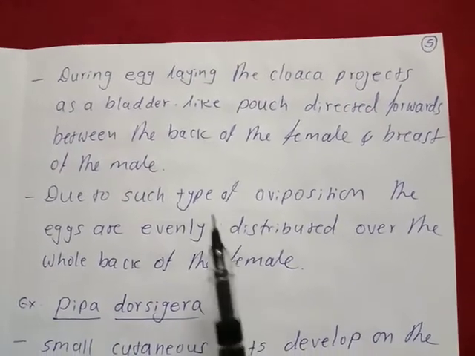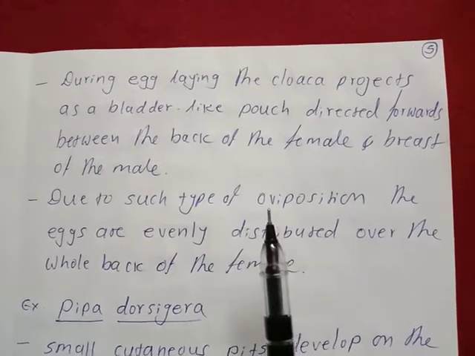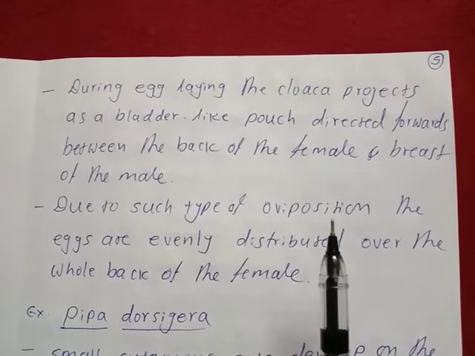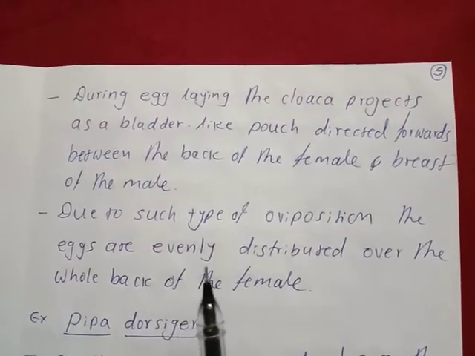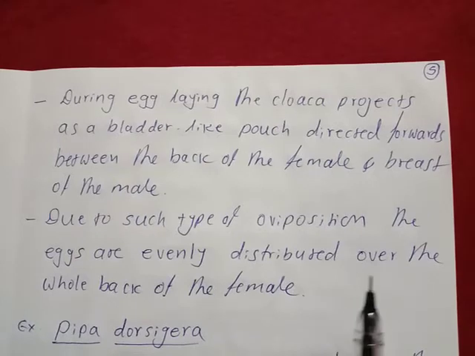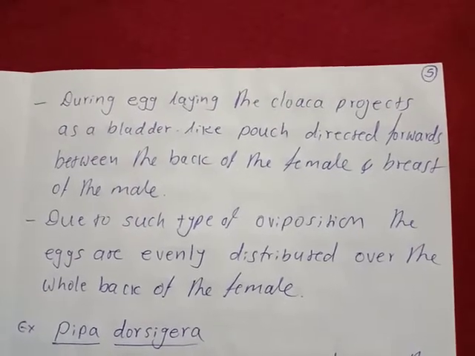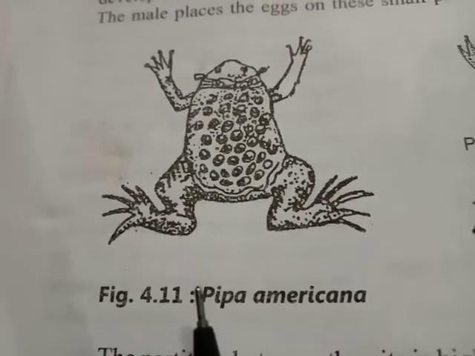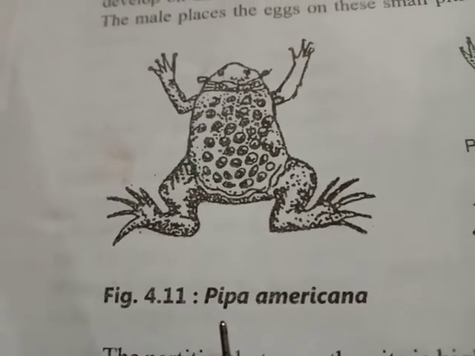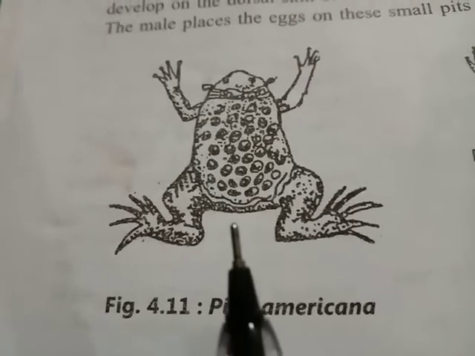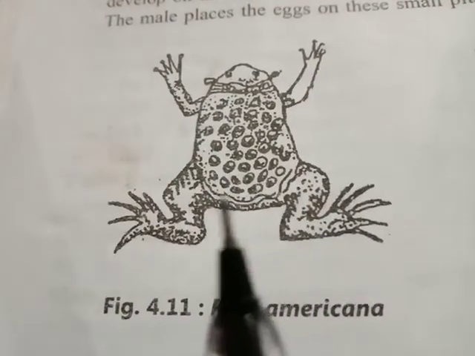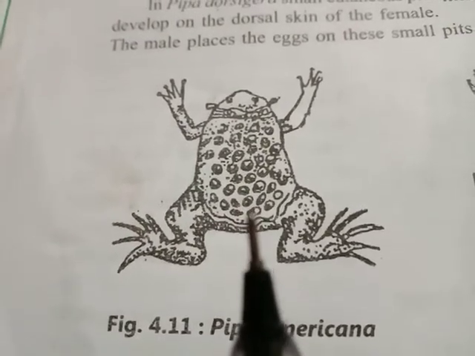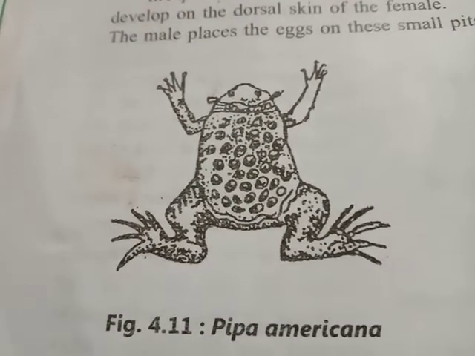Due to such type of oviposition, that is deposition of eggs from the oviduct, the eggs are evenly distributed over the whole back of the female. You see the example, that is Pipa americana. The eggs are carried on the back of the female. So this is a type of parental care.